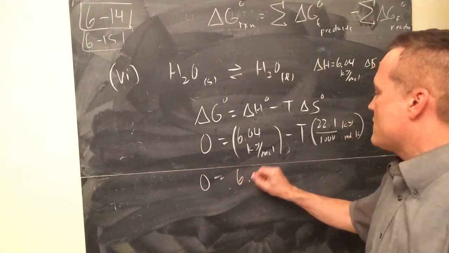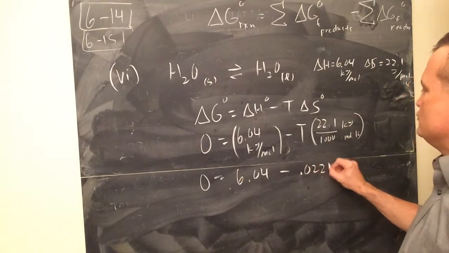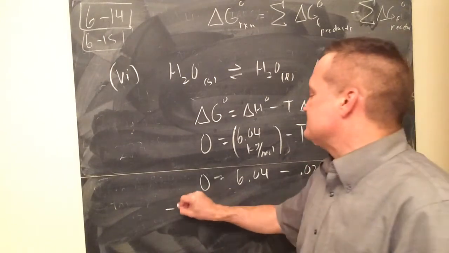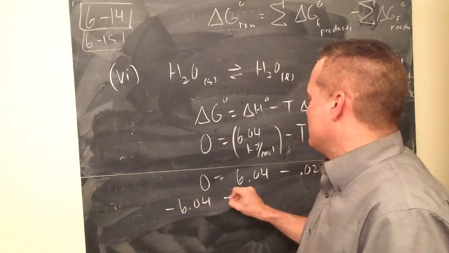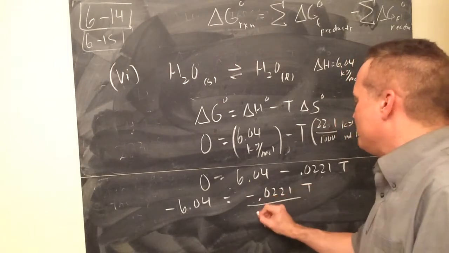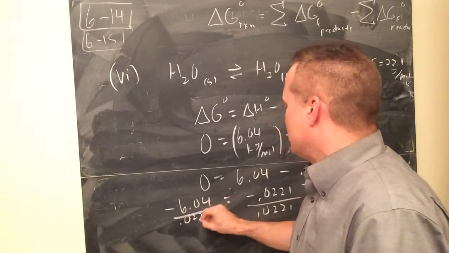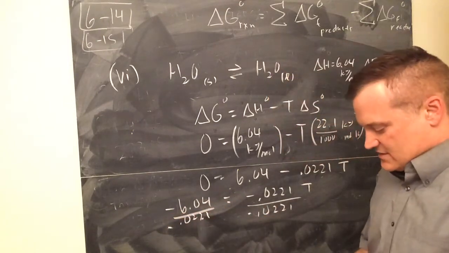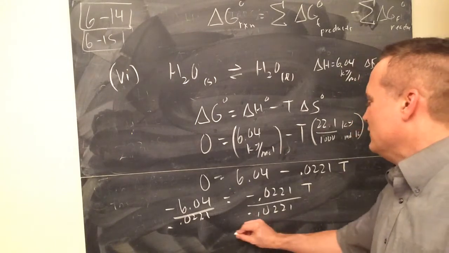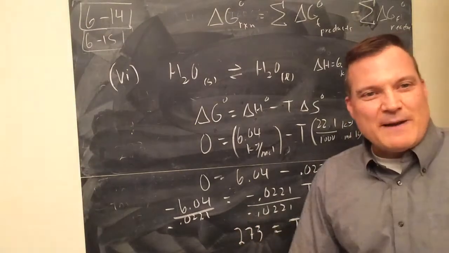So 6.04 minus 0.0221 T. Now, of course, negative 6.04 will go over here. Algebra. Negative 0.0221 T there. Divide both by negative 0.0221. It'll be a positive number. 6.04 divided by 0.0221 is 273, which equals the temperature. What do you know about that temperature of 273?